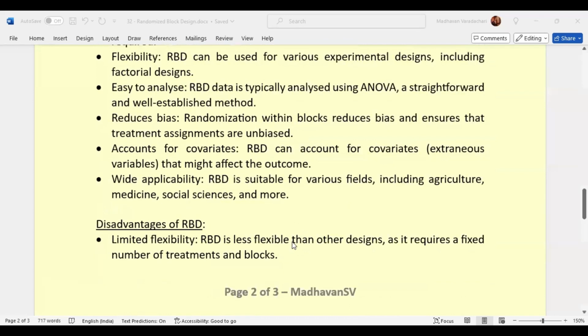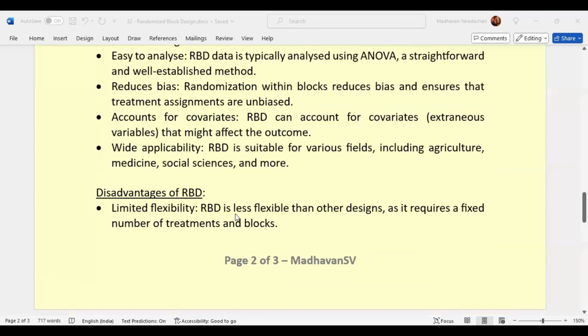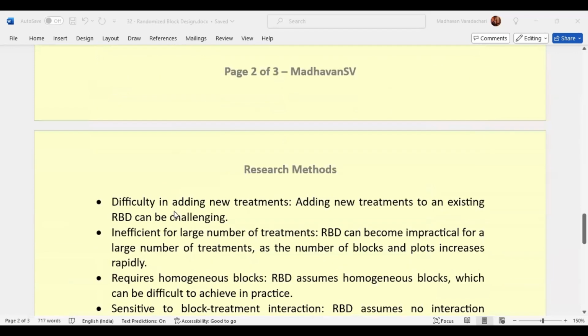Disadvantages, limited flexibility. RBD is less flexible compared to other designs as it requires a fixed number of treatments and blocks. Difficulty in adding new treatments. Adding new treatments to an existing RBD can be challenging. You may have to restart from the beginning. Inefficient for large number of treatments. RBD can become impractical for a large number of treatments as the number of blocks and plots increases rapidly.